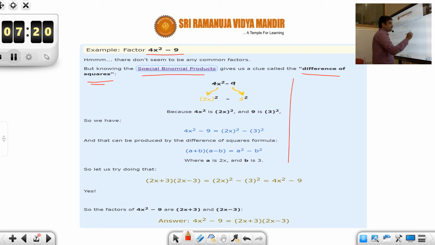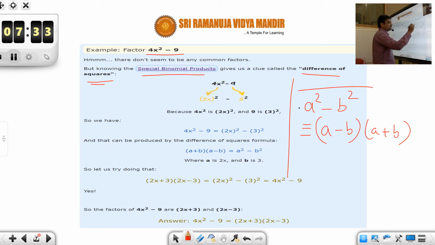Students, we have learned one important identity, that is a square minus b square. We can write this as a minus b into a plus b. So whenever some expression is of the form difference of squares, we can factorize in this form. Okay, students? So keep this identity in mind. This is a very, very important one.